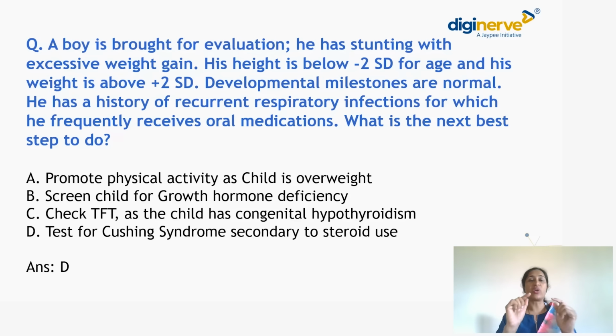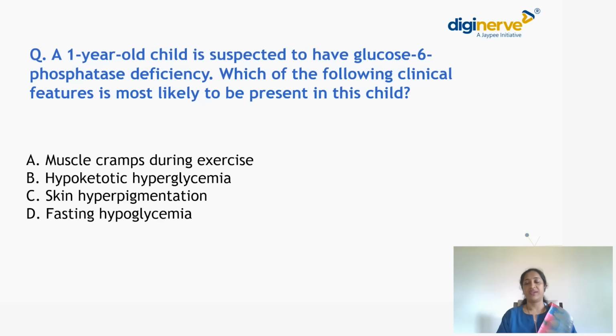So the question being, what is the next best step to do? The next best step is B, test for Cushing syndrome secondary to steroid use. Should the question have been, what all can be done in this child to improve his health? Then yes, answer A and B would have been correct. So here the option is very clear. What is the next best step to do? So the answer is D. Test for Cushing syndrome because he has most probably received multiple courses of oral steroid, because of which he is obese, and that needs to be checked for.